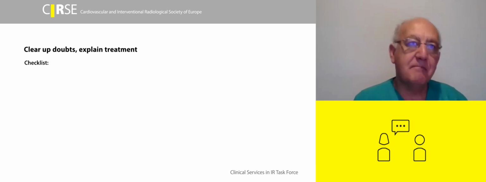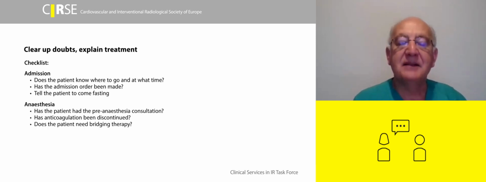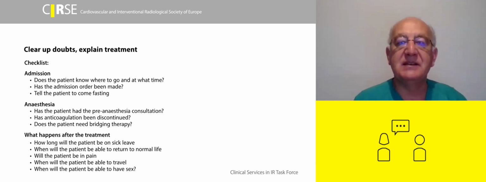So my personal trick is a checklist about admission, about anesthesia, and I always explain to the patient what is going to happen after the treatment. Admission: remind the patient if the admission order has been done, and insist that he or she must come fasting. Regarding anesthesia, we have to check if the patient has passed the pre-anesthesia consultation. And of course, it's very, very important to check if anticoagulation drugs have been discontinued. And for the patient's comfort and to give security to the patient, we will explain what is going to happen after the treatment.